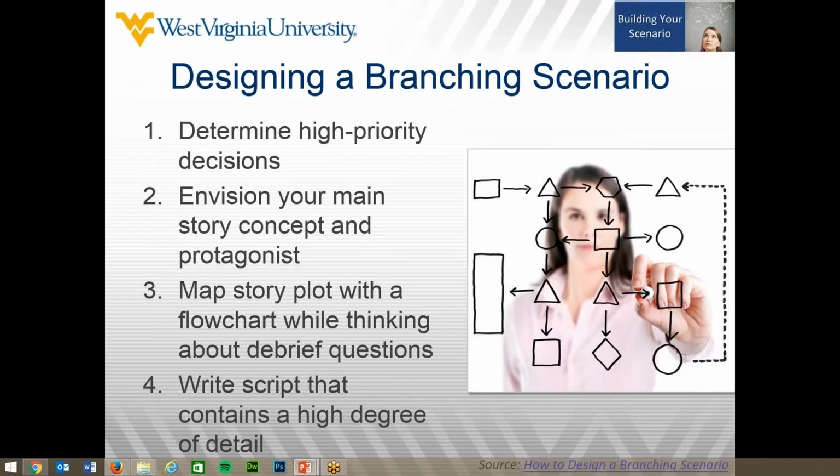Okay, so now we're building our scenario and we're designing a branching scenario. So some of the things you want to keep in mind with the branching scenario in particular, you want to identify the highest priority decisions you want learners to practice. Then you want to come up with a basic story idea and protagonist. We find that subject matter experts are a great source of information for this kind of thing. Then you want to flesh out the plot of the story using a flow chart or even concept mapping type software, while keeping in mind the debrief questions you'll want to ask. And then you want to write a very detailed script.